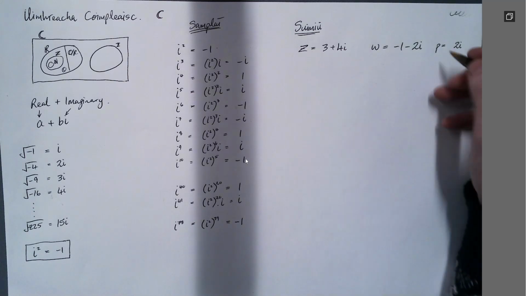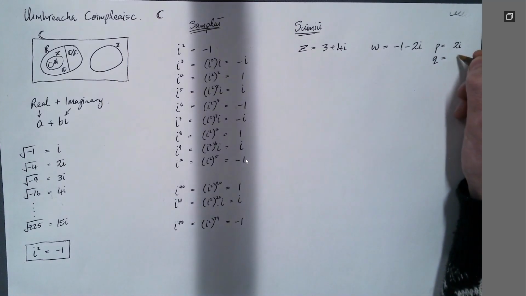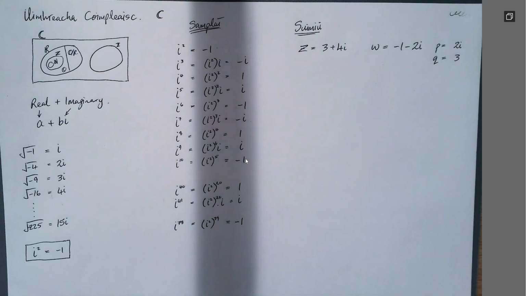Now, say we have Q equals 3, and that's a complex number. What's the real part? 3. What's the imaginary part? 0i. So your imaginary part is 0. So you can count the number, the one that's real, like the imaginary, you can get 0. Okay.